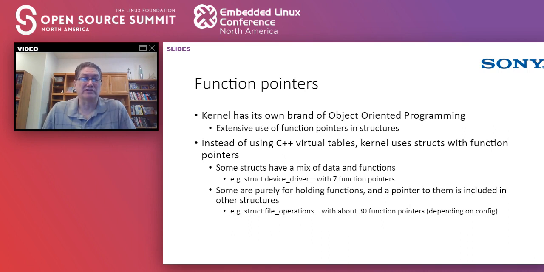So things like struct device_driver has a bunch of data, but it also has seven function pointers just in the same structure. But then there's also some structures that are just purely for holding function pointers. And then you use a pointer to them included in other structures. The biggest example of this is struct file_operations. That has about 30 different function pointers depending on your kernel config.